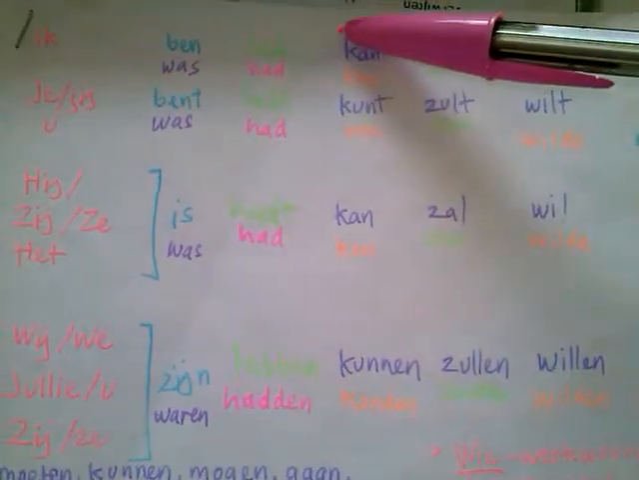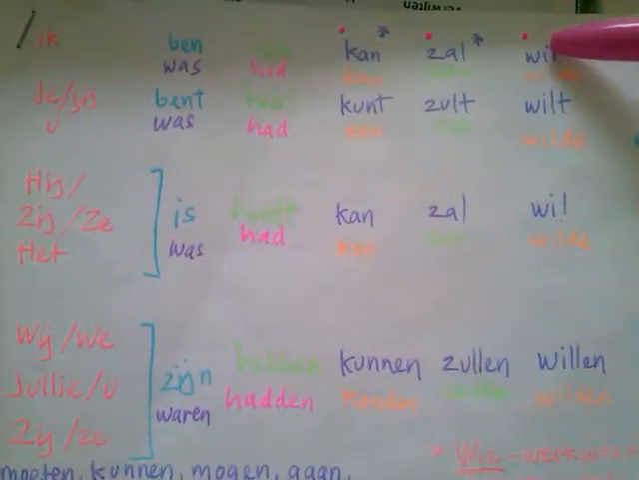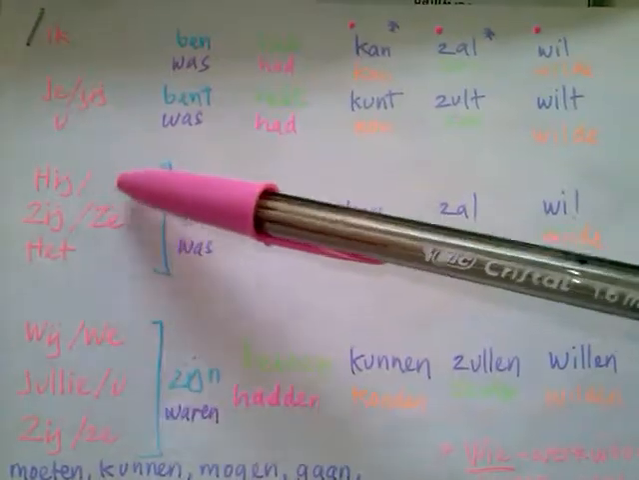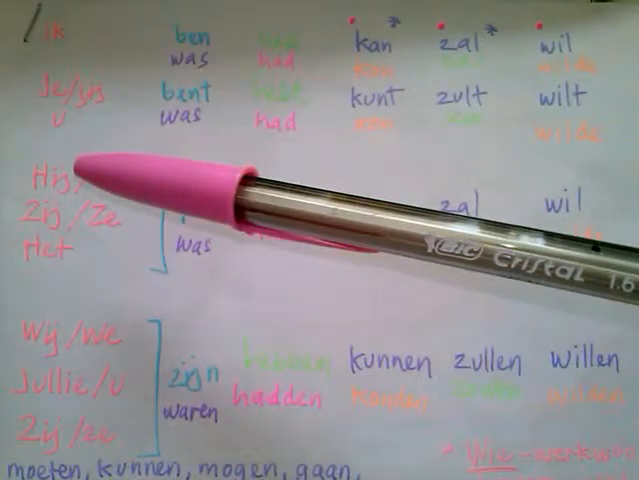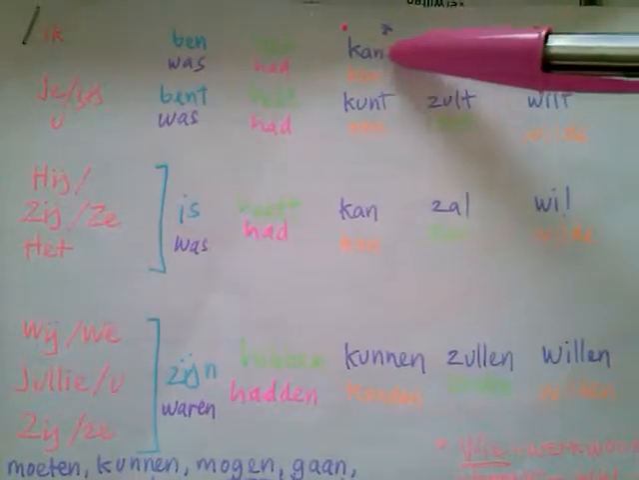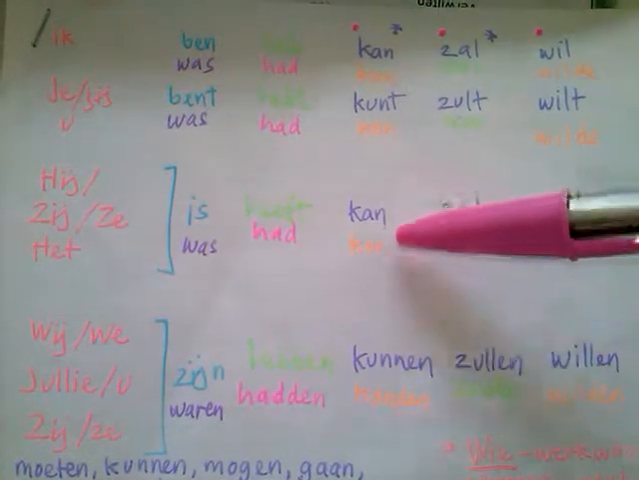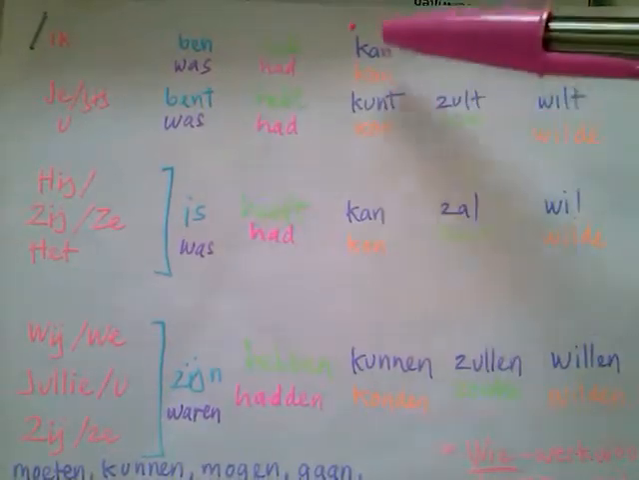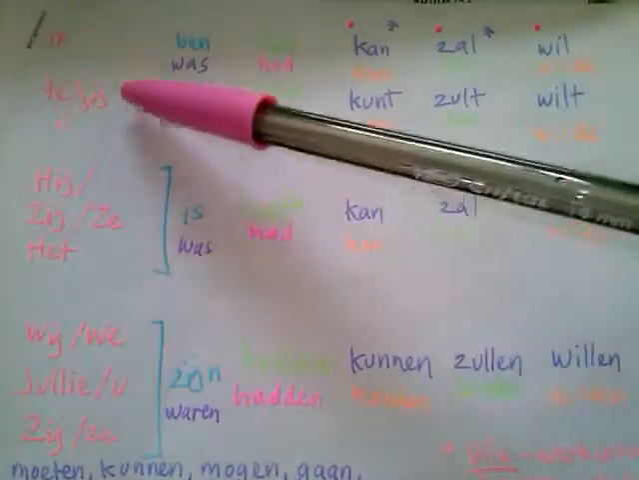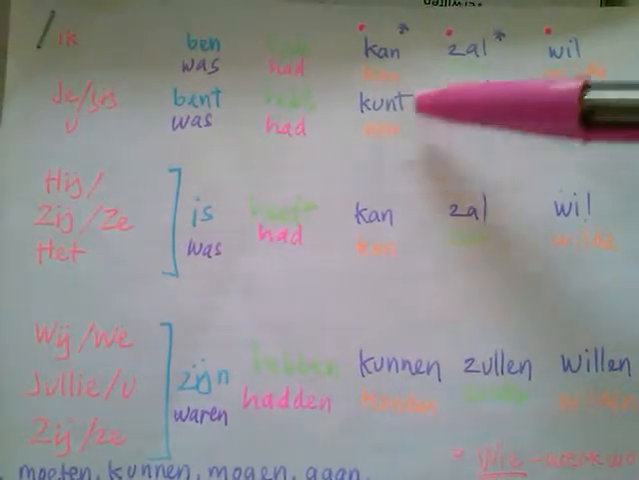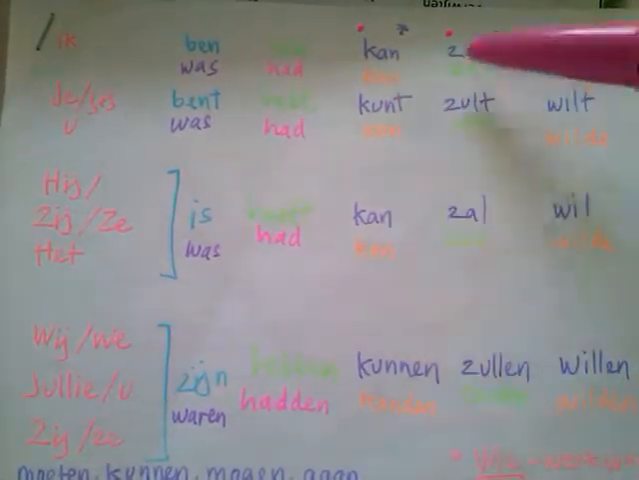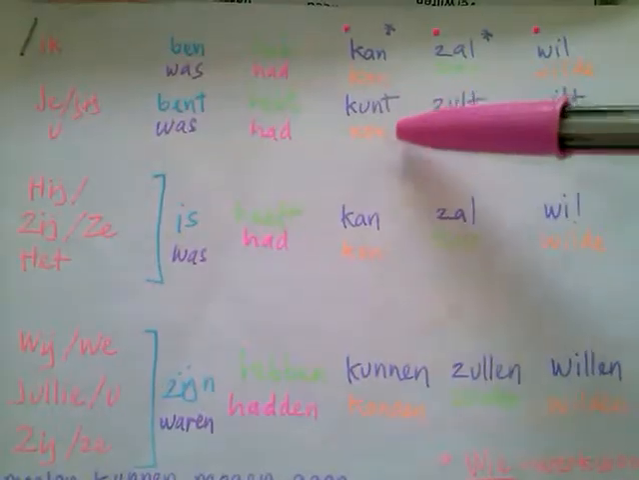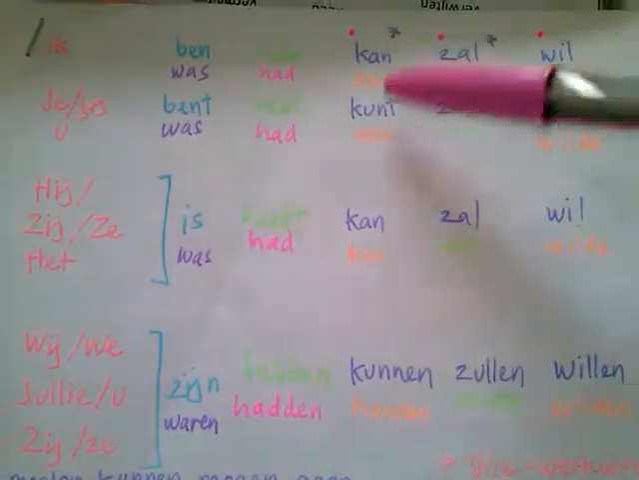And I put the pink dots here because this one has a similar pattern, which is ik and he, she, it use the same one: kan. The more than one person is always different, but this one is similar, only the you is different. So this is similar with this, it's just that for this one it is different. That's why I put it. Kan, zal, wil.